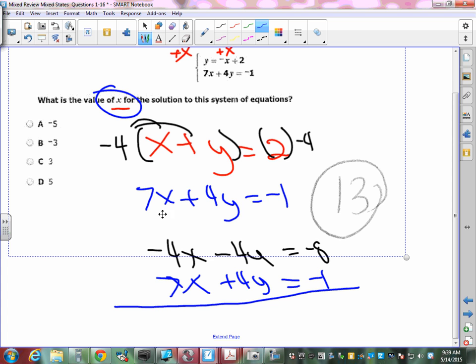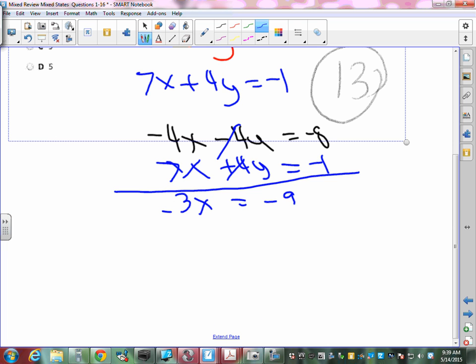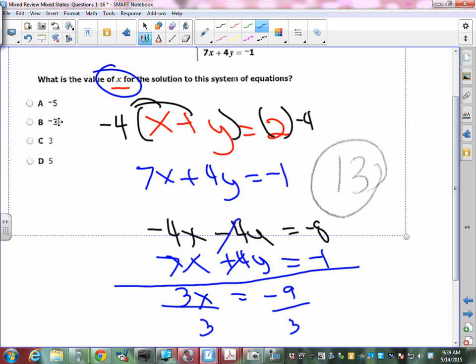And we combine negative 4x plus 7x is what? 3x. This cancels, and negative 8 and negative 1 add to give us, okay, what's the next step? And we get x equal to negative 3, which is choice B.